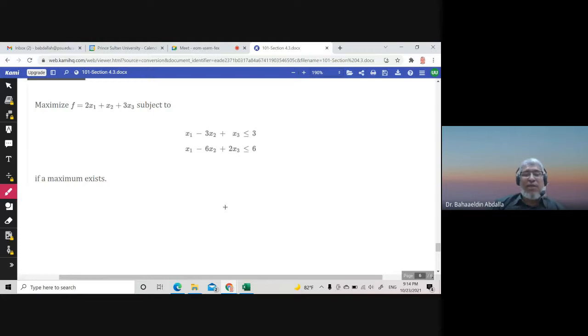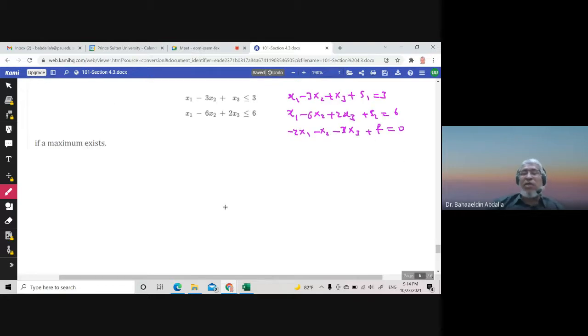Maximize if a maximum exists. So let us introduce slack variables. x1 minus 3x2 plus x3 plus s1 is 3, x1 minus 6x2 plus 2x3 plus s2 is 6. And let me write the objective function in this form: negative 2x1, negative 2x3, negative 3x3 plus f is 0. And let us set up the initial matrix.